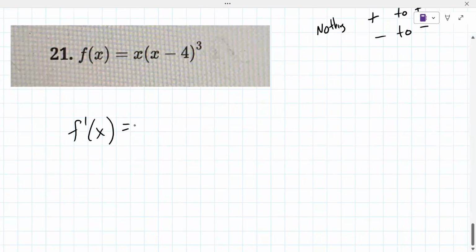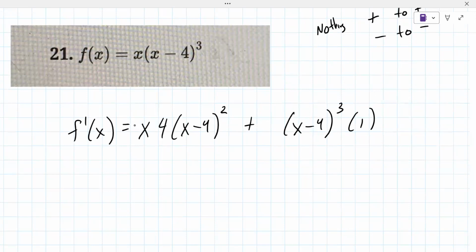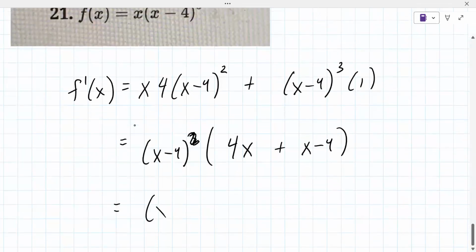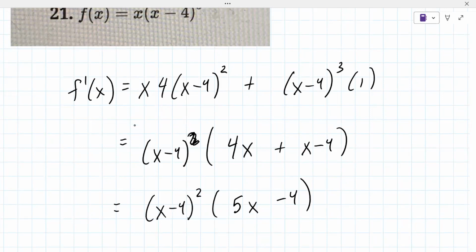The derivative is first times the derivative of the second plus the second times the derivative of the first, which is 1. You can factor out an x minus 4 to the power of 2 from both, and you end up getting 4x from the first one plus x minus 4 in the second one. And the reason you do this is because when you have to take another derivative, 4x plus x is 5x minus 4. You want to simplify this because it makes taking the next derivative even easier.